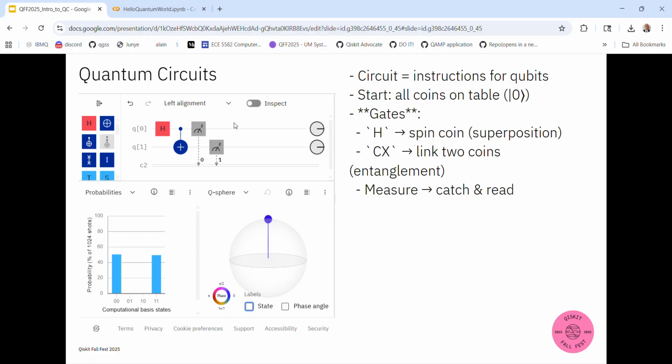I've said quantum circuit a few times. And so this is an illustration of a quantum circuit. We have qubit 0, we have qubit 1, we have some classical bits down here. We apply this H gate, this funny one with the plus sign, and we get an output.